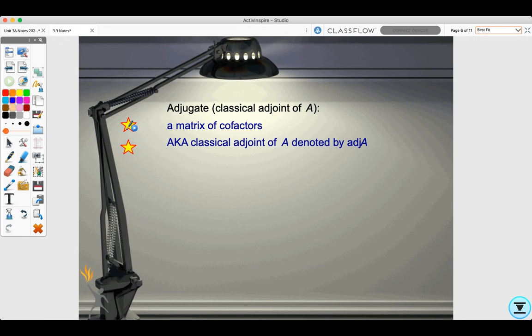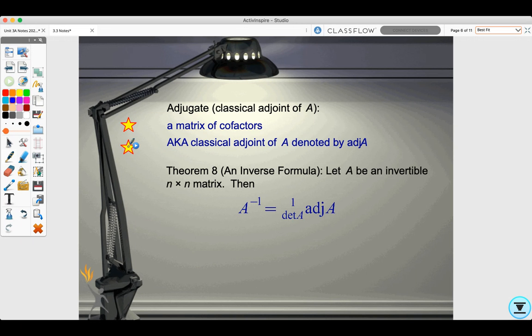Adjugate, or classical adjoint of A, is the matrix of cofactors, denoted by adj A. Theorem 8, an inverse formula. Let A be an invertible n by n matrix. Then A inverse is 1 divided by the determinant of A times the adjoint of A, or the adjoint of A over the determinant of A.